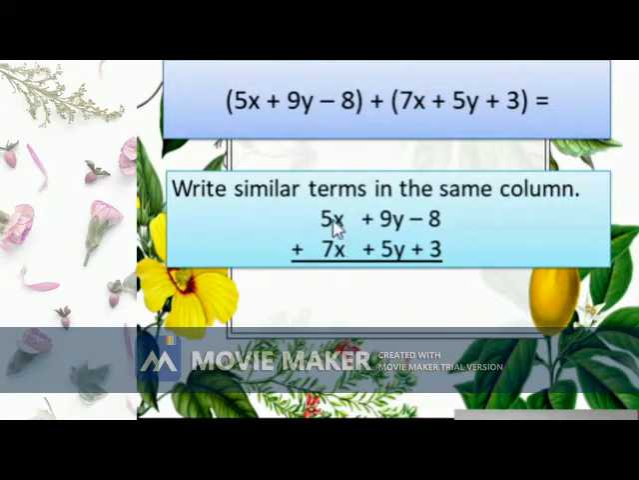Next we have 5 plus 7 is 12. Then again, copy the x. And this will be your answer: 12x plus 14y minus 5. Again, just copy the letters. Don't add them. The only thing you need to add are the numbers.